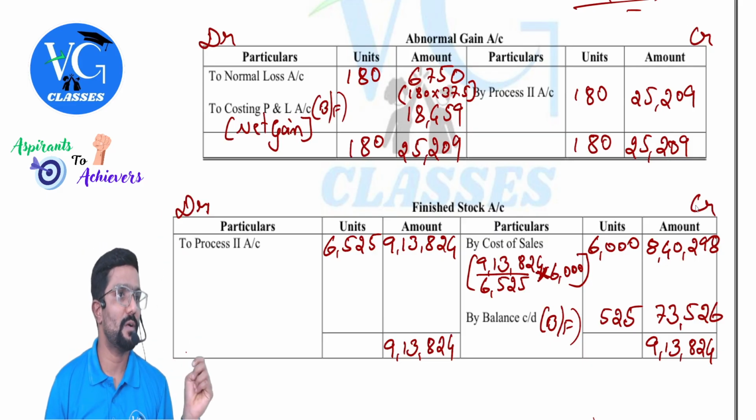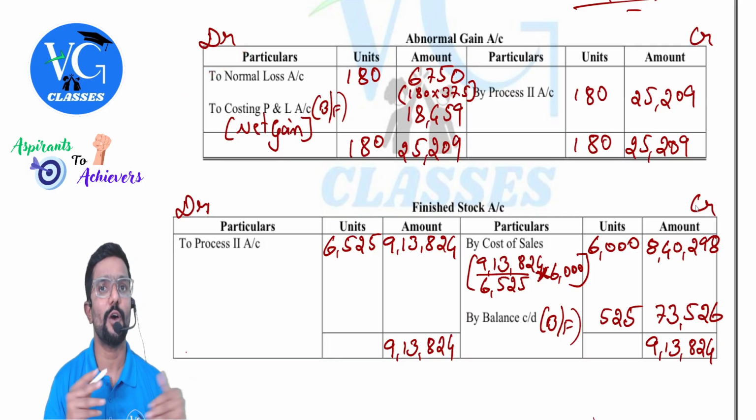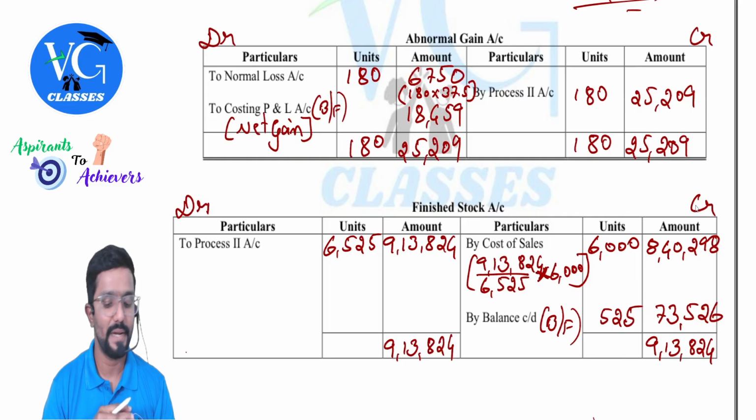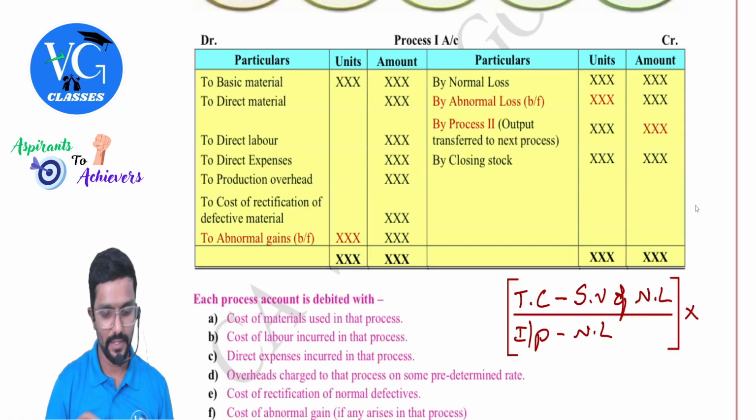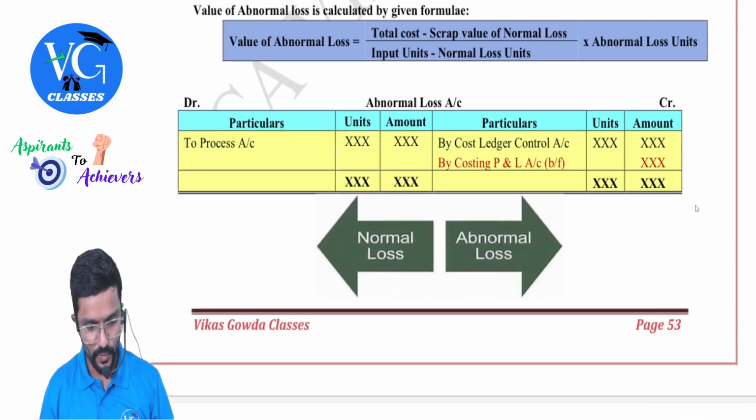Transfer it to the costing P&L account. This is nothing but the loss of normal scrap. Clear? Let us now enter the new concept here.